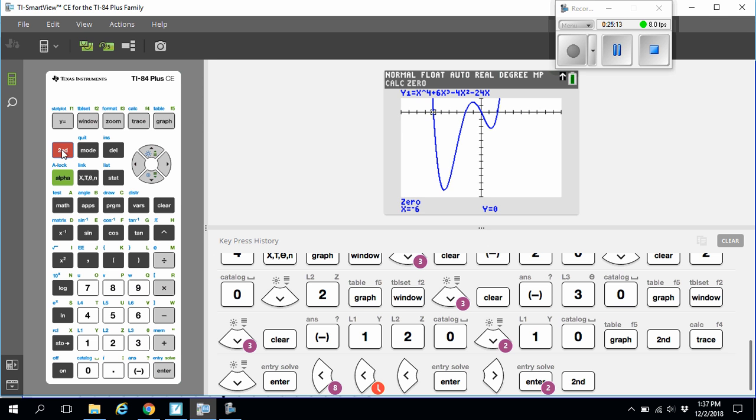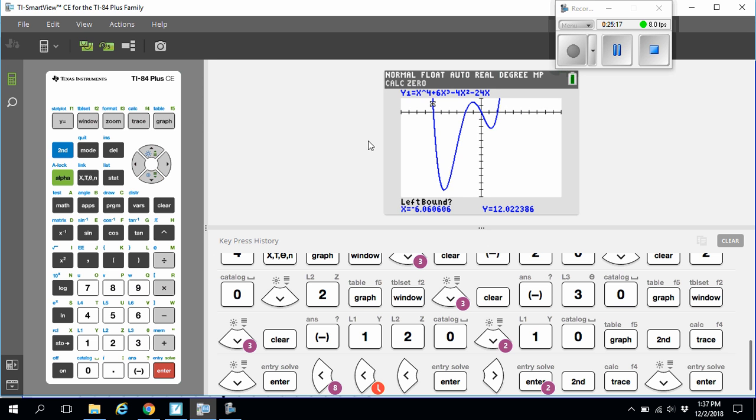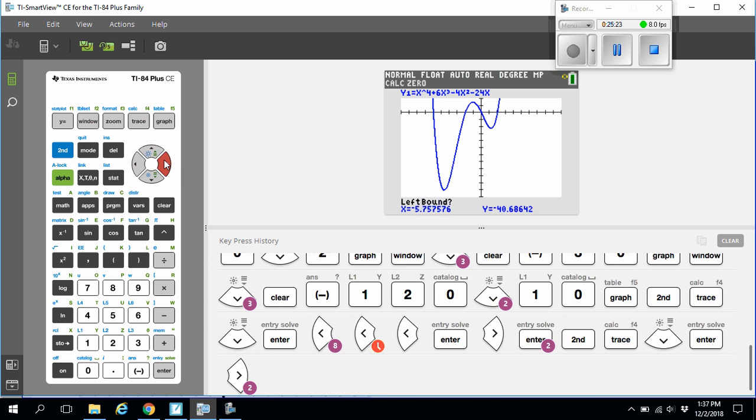Now, I'm going to do that again, but with our next x-intercept. So once again, I go to second trace, and I go to number 2 and press enter. Now I need to move my cursor over here to know where I need to put it above or below. So to do that, I have to use my right arrow. Okay, so now we have to determine our left and right bound.